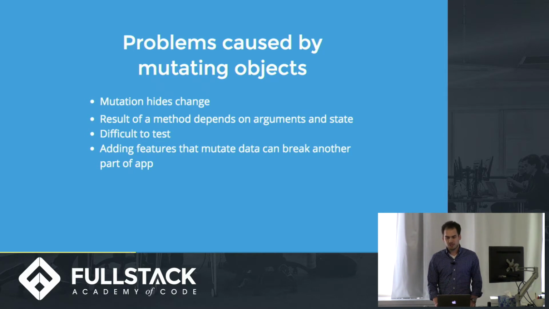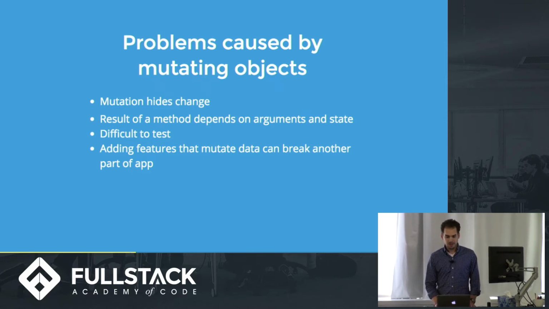So, problems caused by mutating objects. Mutation hides change. So if one method call in your application mutates an object that another part of your application is using, it has no way of knowing. And so where it's relying on a certain data property, it might not be there and it might be different.